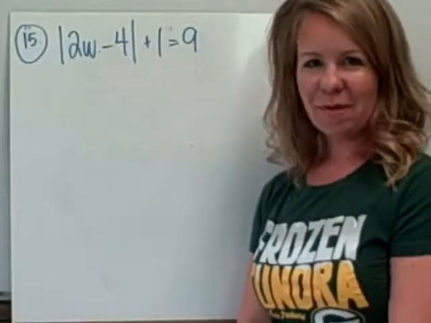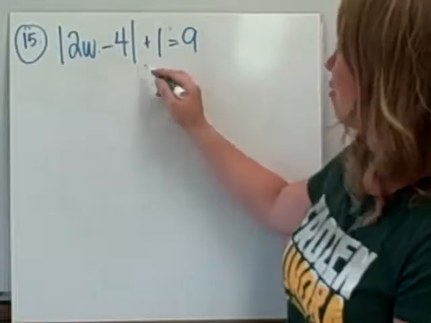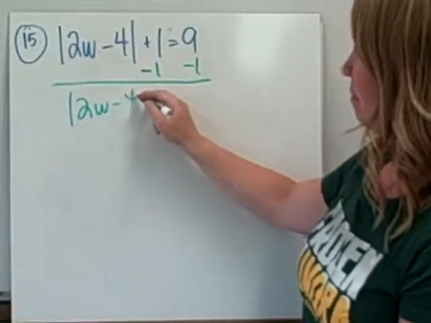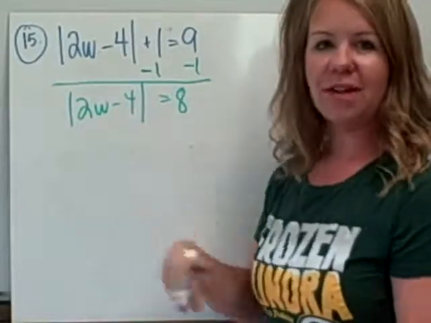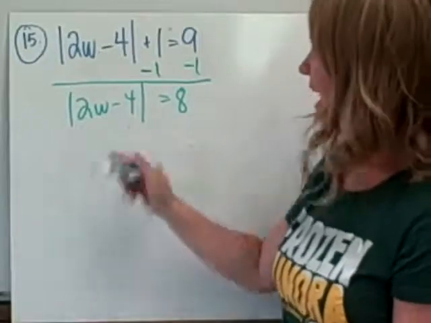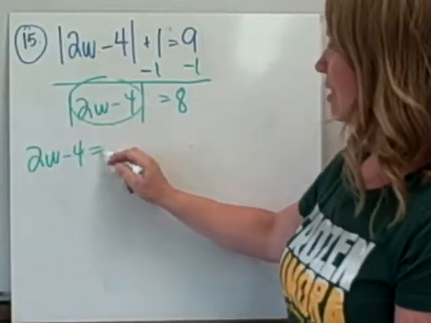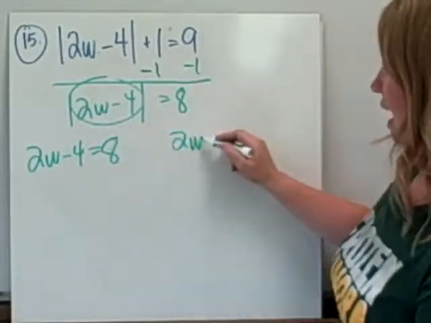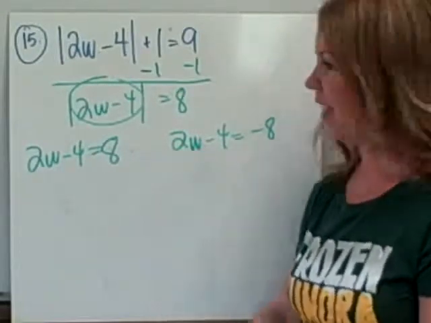And in question number 15, you'll see the absolute value bars are not isolated. We first need to subtract 1 on each side of the equation. And now that my absolute value bars are all by themselves on the left-hand side, I'm going to take whatever is inside of them and set it equal to the positive version of the other side. And my second equation will set it equal to the negative version of the other side.